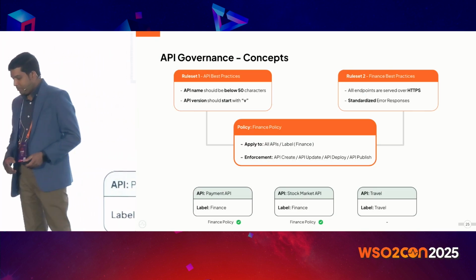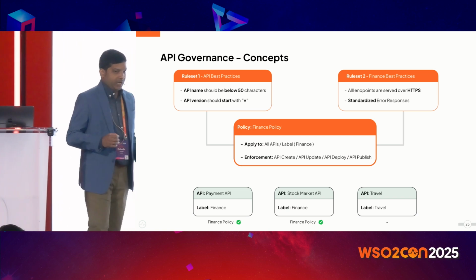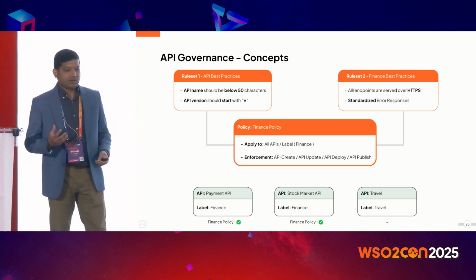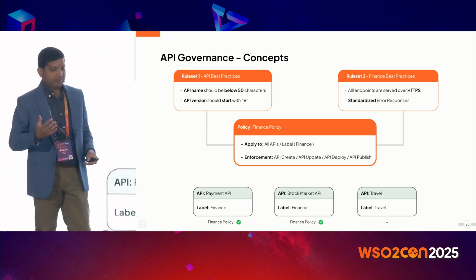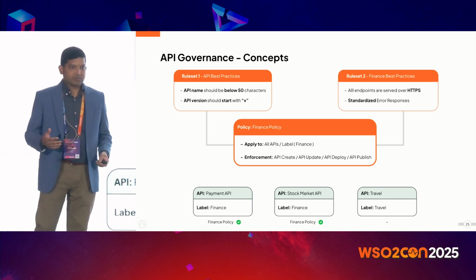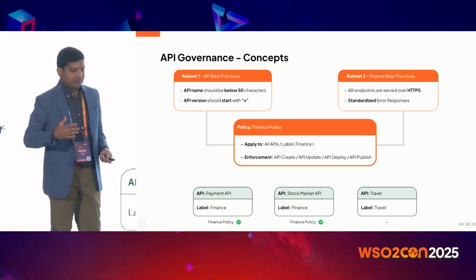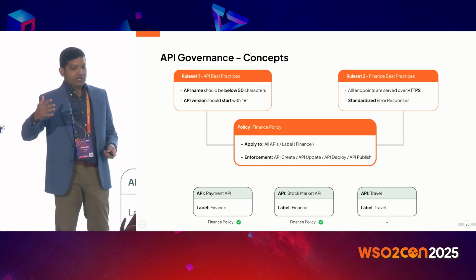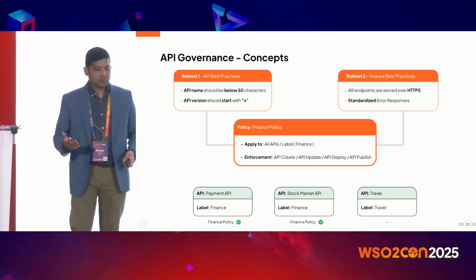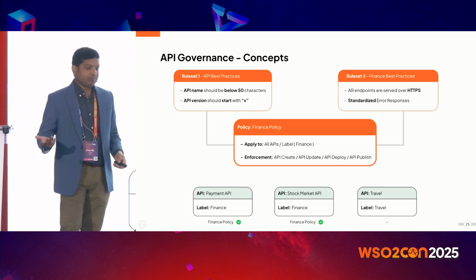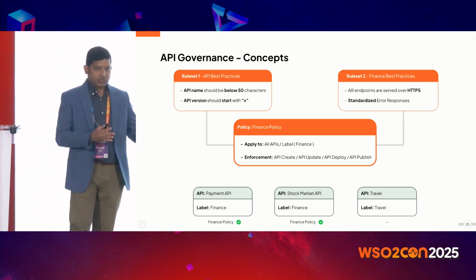So if I talk more about the concepts side of things, the idea is you have a set of rules. So we call this a rule set. A rule set basically combines multiple rules. This can be API best practices. Likewise, the API name can be below 50 characters, or maybe the version should start with a simple v or something like that. Then there can be other rule sets related to your domain.